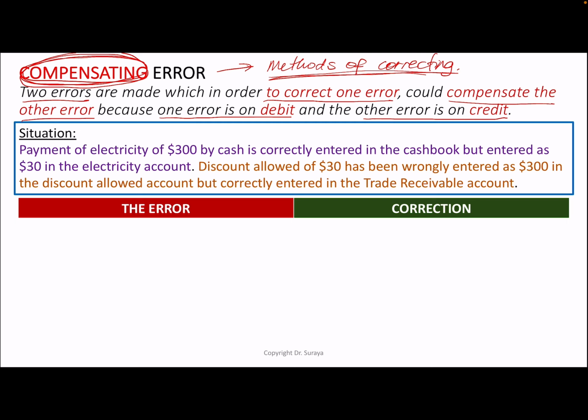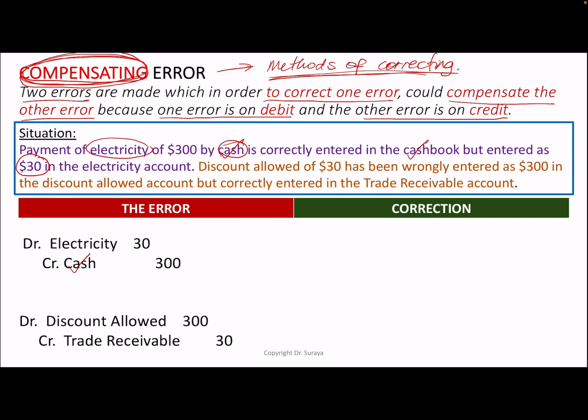Now look at this situation. Payment of electricity of 300 by cash is correctly entered in the cash book. So the cash is correct, but entered as 30 in the electricity account. So this is where the error goes wrong. So there is a debit electricity of 30 while the cash is 300. So stick to the same rule: if it is correct, you don't touch it.